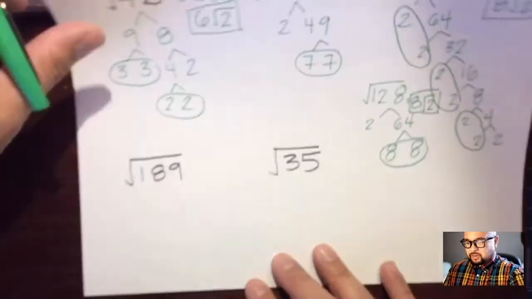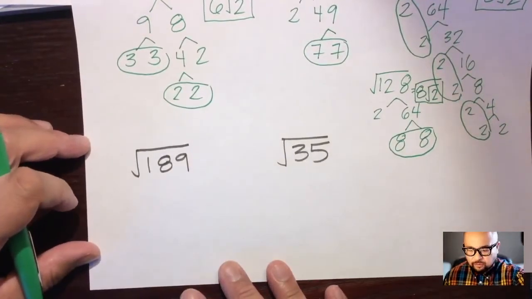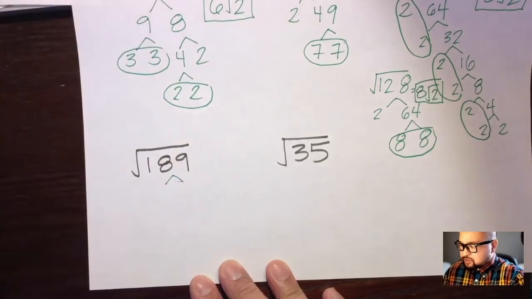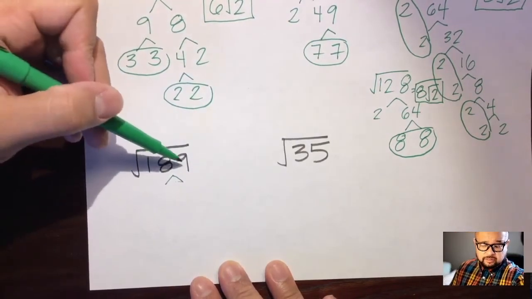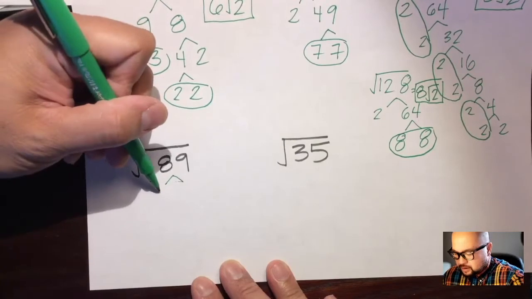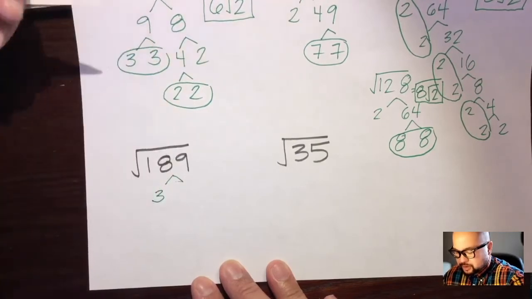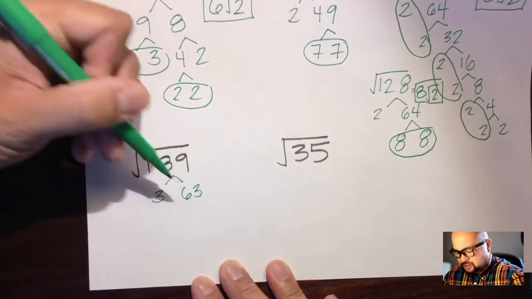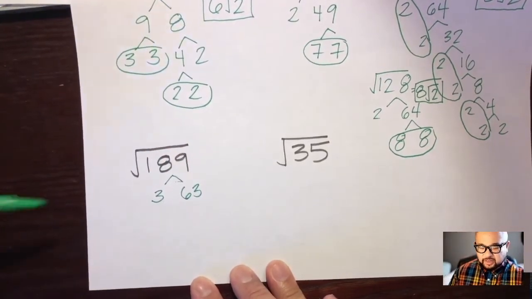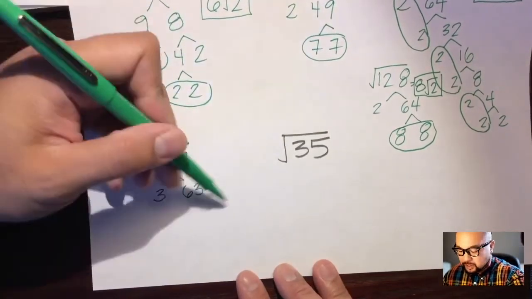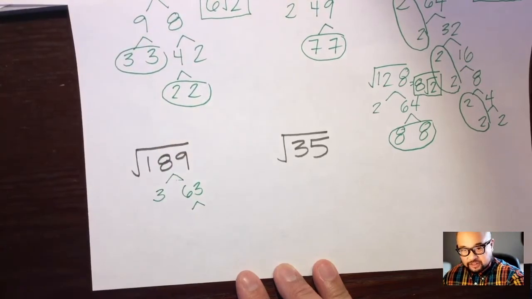All right, now, square root of 189. This one's a little tricky if you're not great at mental math, so use your calculator. Is this divisible by 2? No, it's not an even number. Is this divisible by 3 is the question. I believe so. So I'm going to write the 3. How many times does 3 go into 18? 6. How many times does 3 go into 9? 3. So 3 times 63 is 189. And let's find two numbers that multiply to 63.